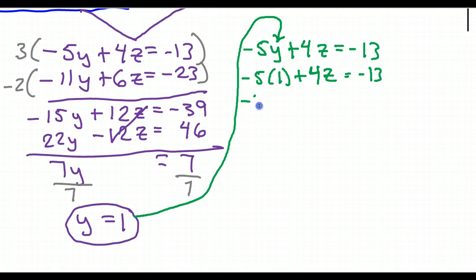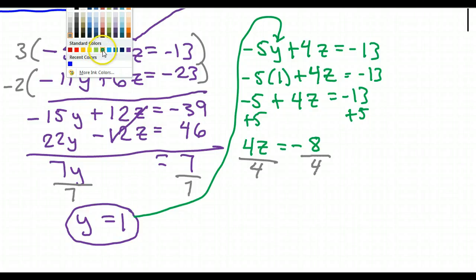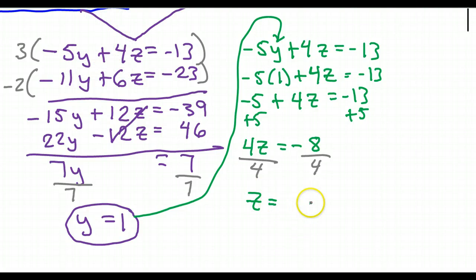Okay, so obviously that's just negative 5 plus 4z is equal to negative 13. So if I add 5 to both sides, that's going to give me 4z is equal to negative 8. And then it's time to divide. So I divide both sides by 4, and I come out with z equals negative 2. Alright, so that's my second value.